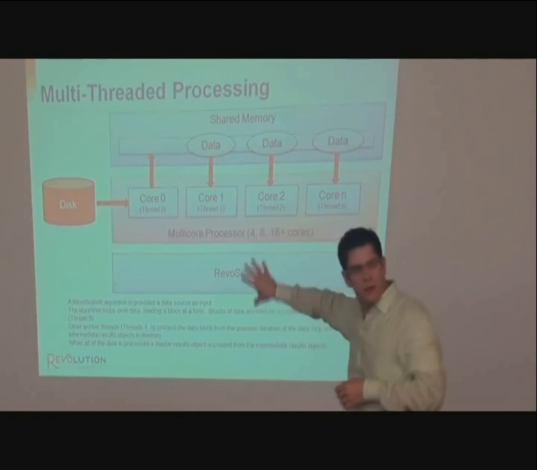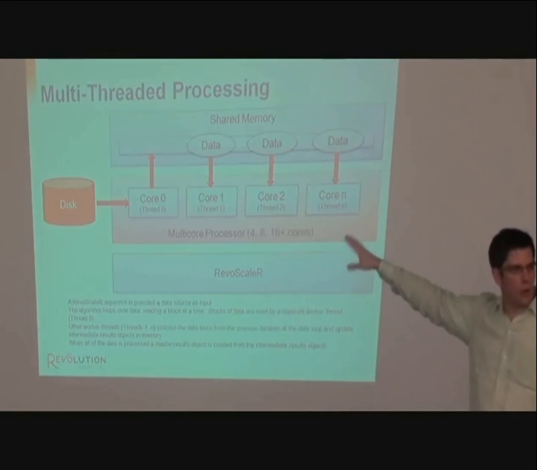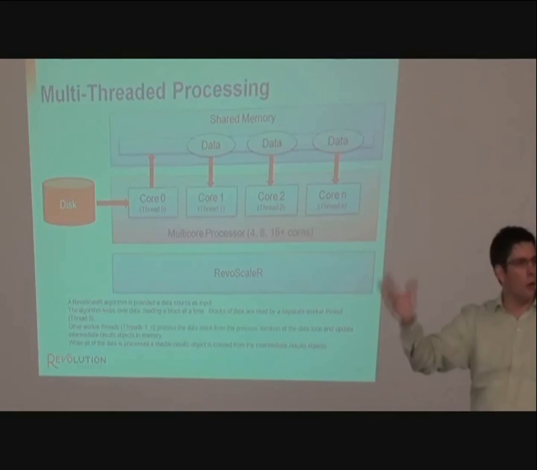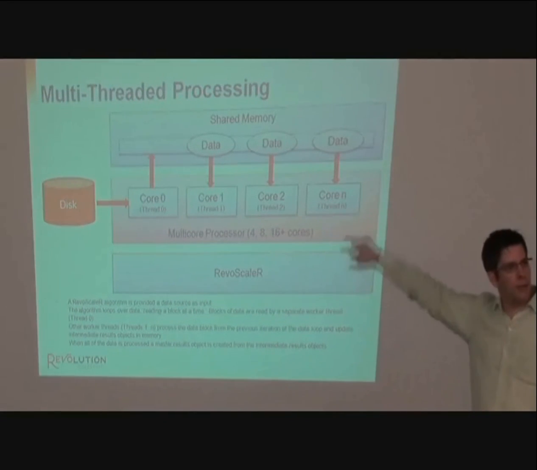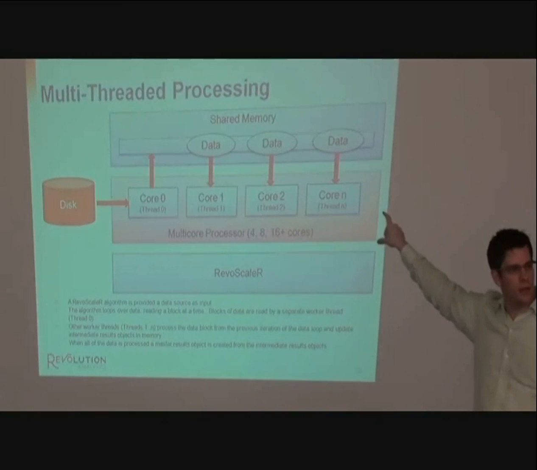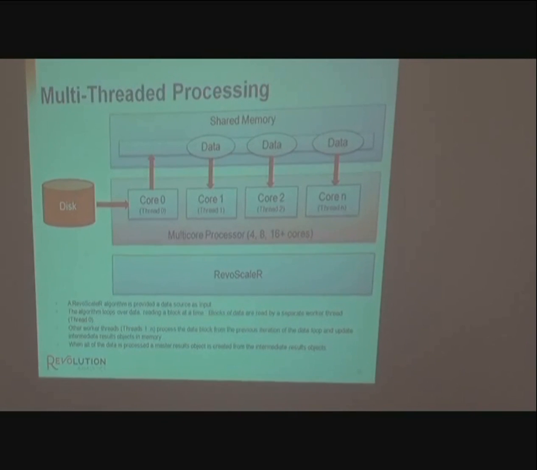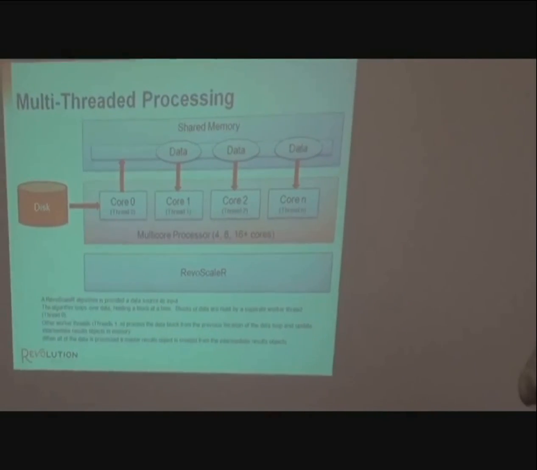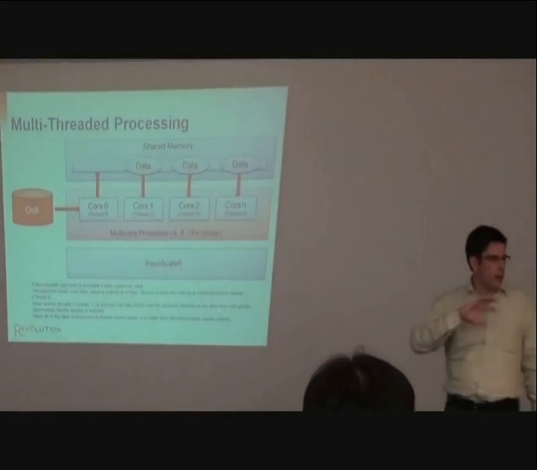Pull them in. Leverage, in this picture, your core number 0 to do I/O off of disk. And then pipeline this into the rest of your computational power within your chip, within your single machine, within your server, to allow them to perform the computations while your first core keeps pulling data in and out.